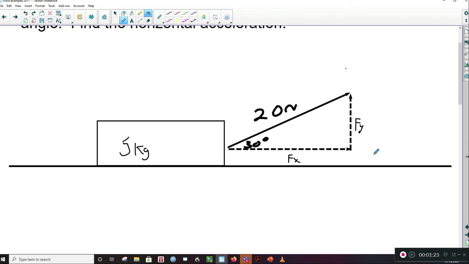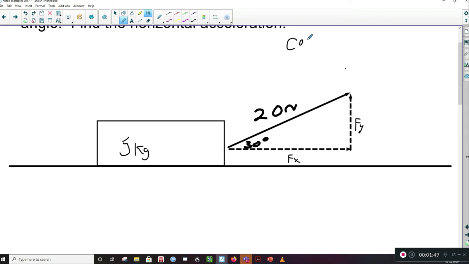So I have fx and I have fy. Now, I really don't need to find fy because there's nothing going on in the vertical. In the future, we will have to find both of them, but for right now, we do not. So let's just go ahead and take a look at the fx. In order to find that, I'm going to end up using cosine, which is adjacent over hypotenuse.